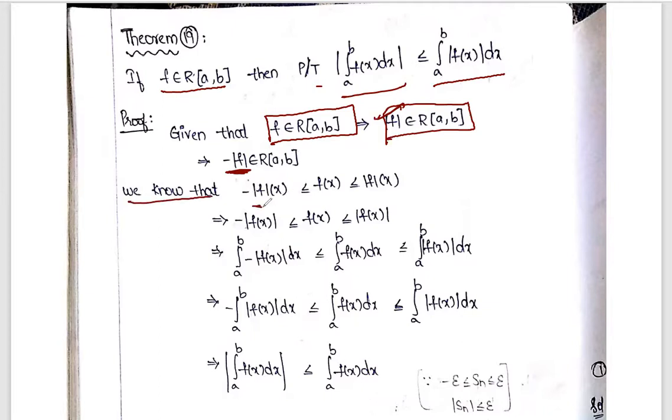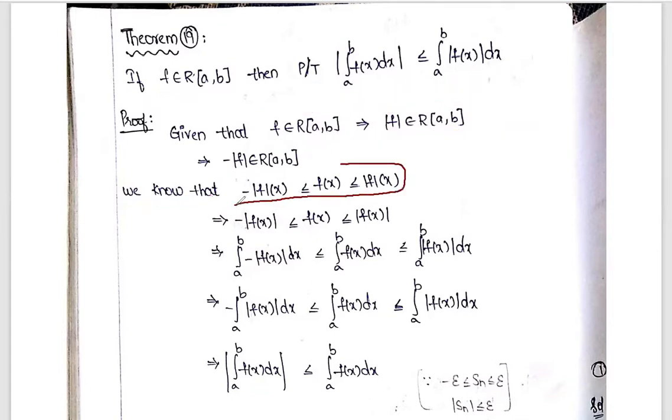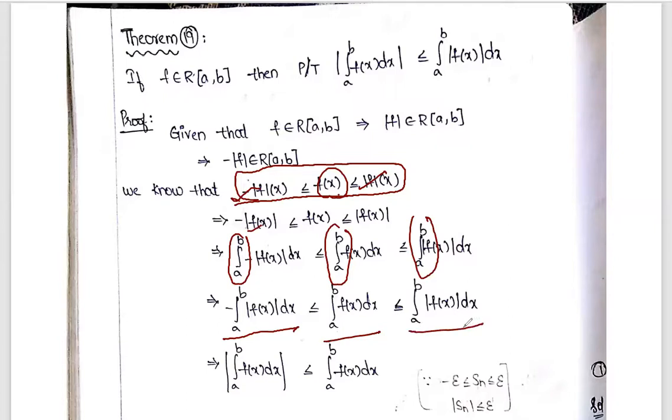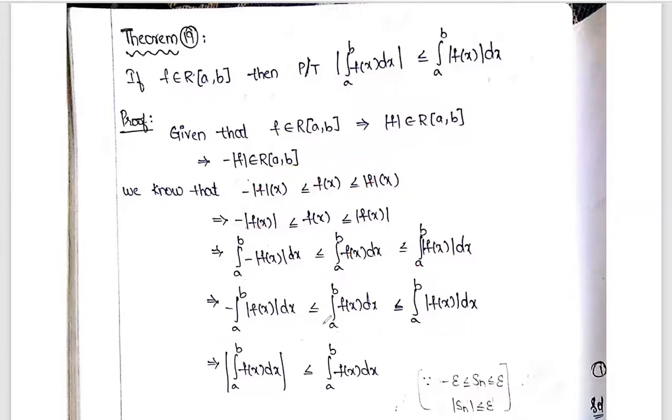So we know that, obviously, whenever you have a function, its value lies between minus mod f and plus mod f. In the same way we have defined this: minus mod f of x is less than or equal to f of x, less than or equal to mod f of x. So basically f of x lies between minus mod and plus mod. So this is what you'll get. Applying integration on all the sides, integral a to b, integral a to b, integral a to b. So you'll have minus integral a to b mod f of x dx less than or equal to integral a to b f of x dx less than or equal to integral a to b mod f of x dx. So here, how can you write that?